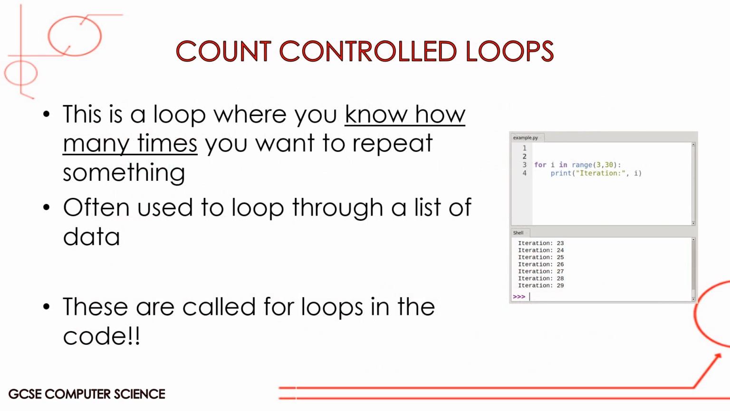When it comes to iteration, there are 2 types of loop. There are count controlled loops, which is where you know how many times you want to repeat something. These are often used to loop through a list of data. These are called for loops in the code, and you might see something like this image on the right, for i in range. That will repeat however many times you put in the brackets after range. In this case, it's going to start at the number 3 and repeat until it gets to 30.